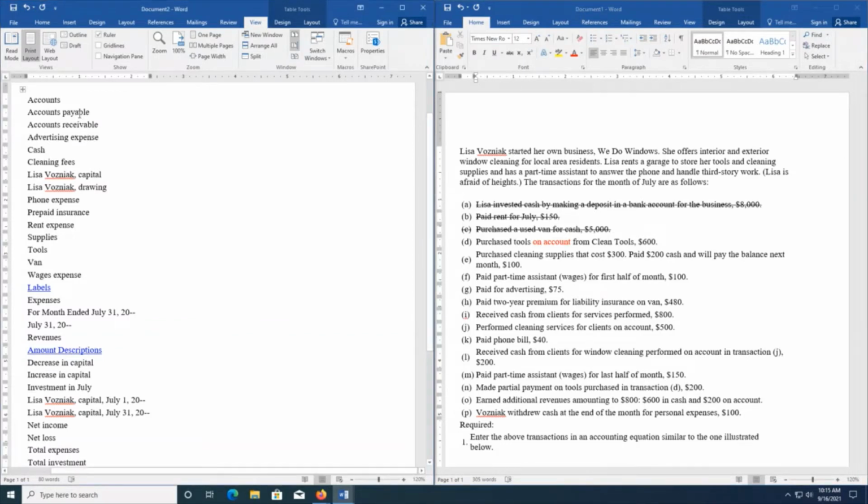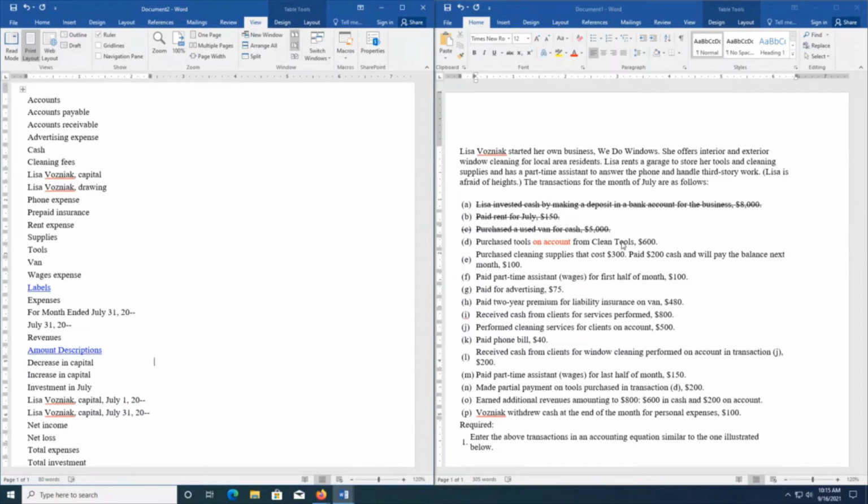And if we were doing this on our actual chart of accounts, it would be accounts payable dash Clean Tools, because you're going to have more than one. It's like having a MasterCard and a Discover card. You would want to know which one is owed to where. So that's why we have maybe different accounts payables. So accounts payable dash Clean Tools and accounts payable dash, you know, Sawyer's tree cutting service, just like we might have more than one accounts receivable because we might have more than one company that owes us, that we're going to receive money from. So but for now, we're just going to do accounts payable.